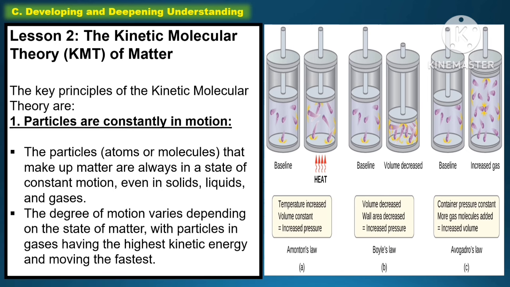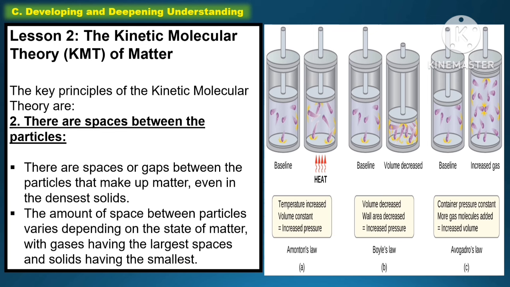The following are the key principles of the kinetic molecular theory. The first one is that particles are constantly in motion. The particles, such as atoms or molecules, that make up matter are always in a state of constant motion, even in solids, liquids, and gases. The degree of motion varies depending on the state of matter, with particles in gases having the highest kinetic energy and moving the fastest.